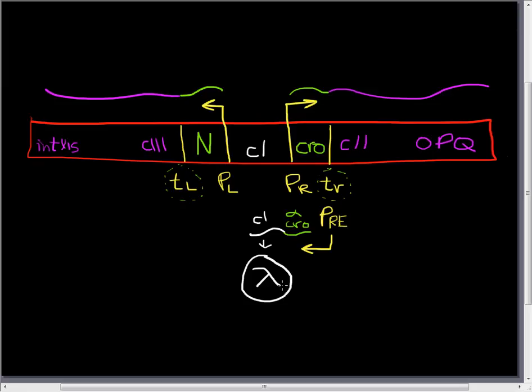This lambda protein is going to bind to two operator regions, an operator region here next to the PL promoter, as well as an operator region here next to the PR promoter. So it will bind to OR and OL, and it's going to inhibit both of these promoters. So it's going to prevent RNA polymerase from initiating transcription at PL and PR. This is when the C1, the lambda protein, is around.